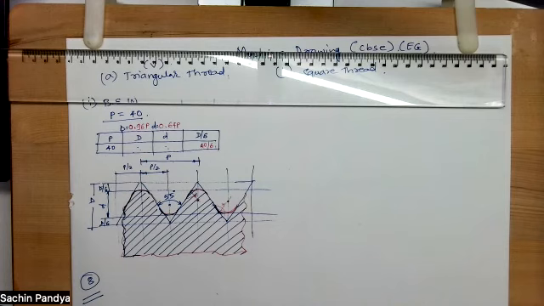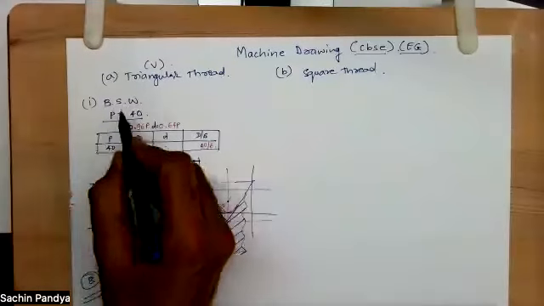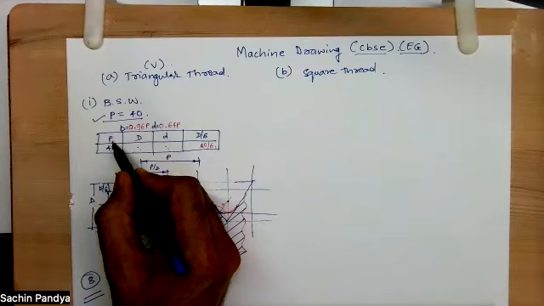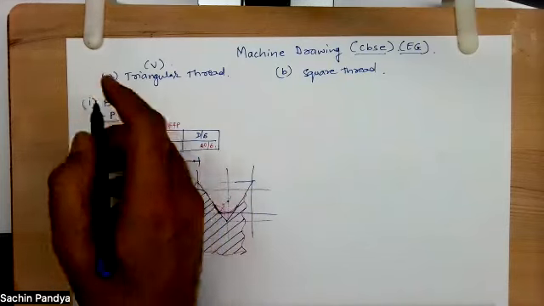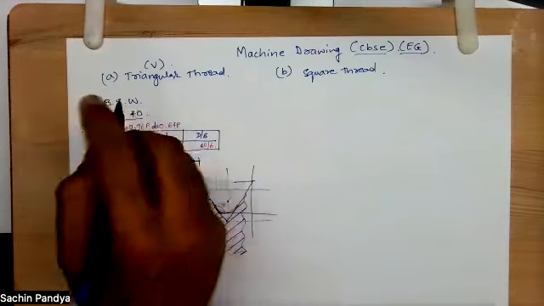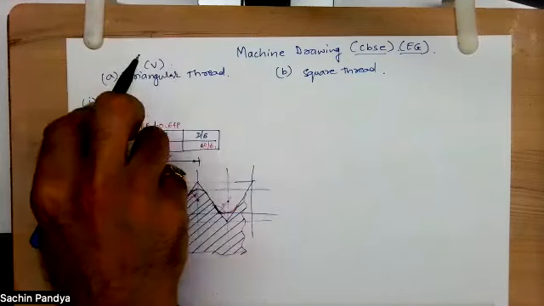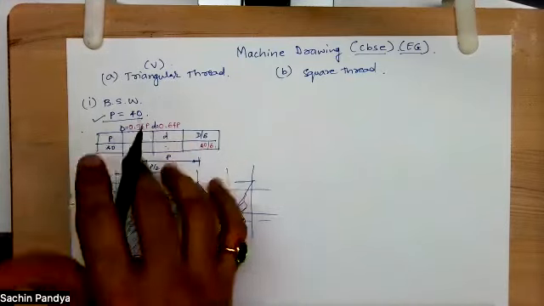Sorry. So what we did was the BSW thread. Any doubt in this? In the BSW thread, they will give you the pitch. First, you find out this table with this value, P equals 40. So D equals... This is standard, from the British Standard Whitworth thread. So in that it is standard.